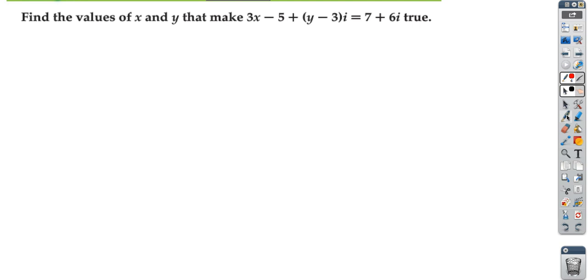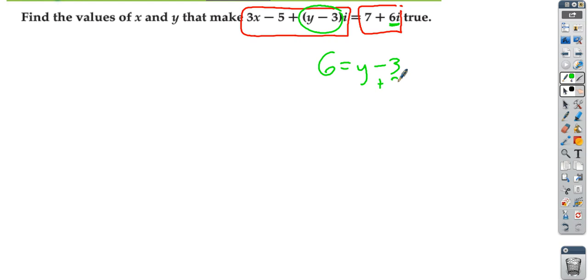So let's look at this. We have this complex number, and we want it to match up with this. So if you look at it, let's do the imaginary part first actually. The imaginary part of this number is 6, and the imaginary part of this number is y minus 3. So if we solve that for y, we would get y equals 9. If you took 9 and you plugged it in right here, you get 9 minus 3, which is 6.